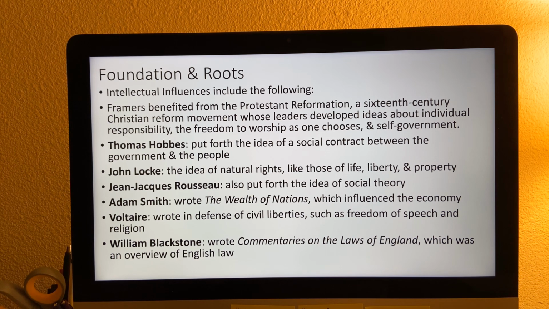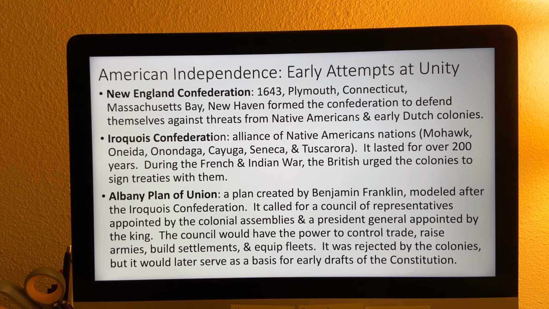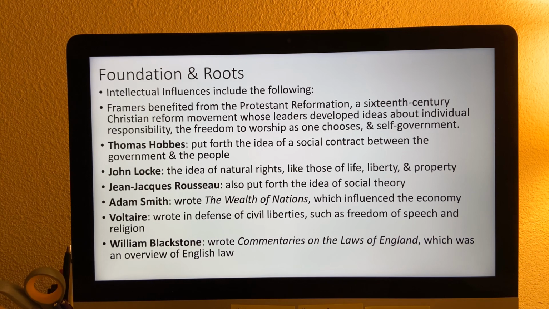He is important because he writes The Wealth of Nations, and that influences the way that the framers develop the economy here in the US. Voltaire wrote in defense of civil liberties, such as freedom of speech and religion. And last but not least, you have William Blackstone, who wrote Commentaries on the Laws of England, which is an overview of English law, which will be important to the framers as they are trying to craft the laws in the United States.